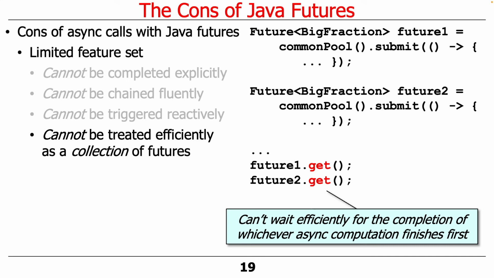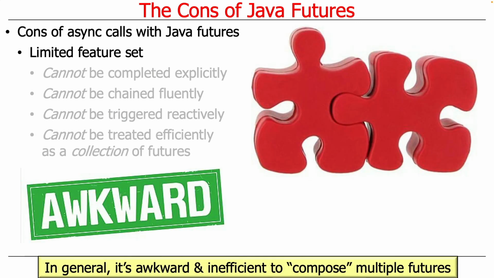That's the one I want first, followed by the next one. You have to decide in order. You have to say, I'm going to wait for future 1 first, followed by future 2. Or I'm going to wait for future 2 first, followed by future 1. It's difficult to say I'm going to wait for them in any order. You can sort of do it if you use these other mechanisms, but it's cumbersome. So the bottom line is it's awkward and inefficient to try to compose multiple futures together.